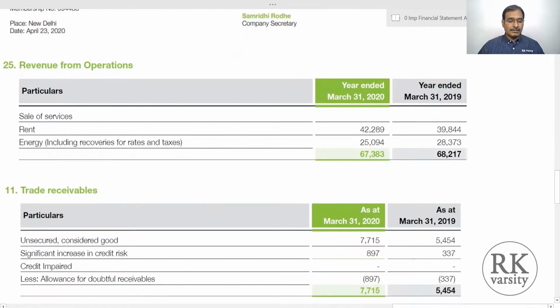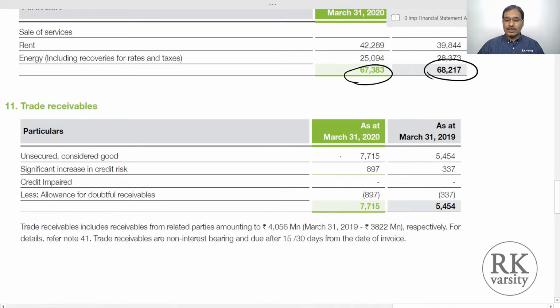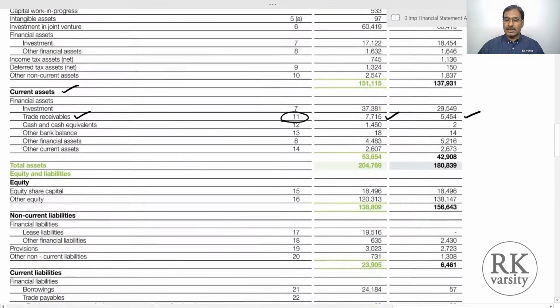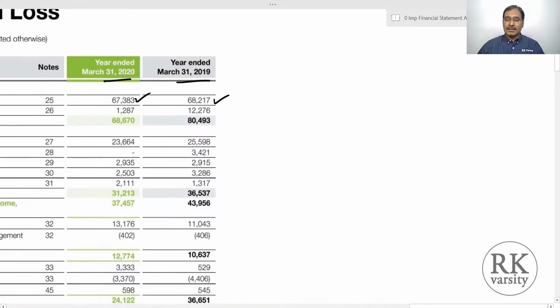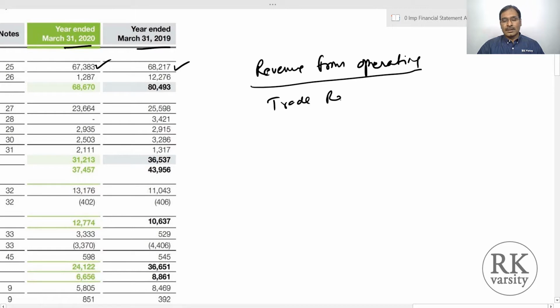Then revenue from operations: sale of services, rent and energy total. This is the total revenue. And receivables here: unsecured, considered good, and those with a significant increase in credit risk. Deducting the provisions, that is the allowance for doubtful receivables, you have the net receivables. So using these values, we will calculate the receivables turnover ratio. Your receivables turnover ratio equals revenue from operations upon trade receivables.